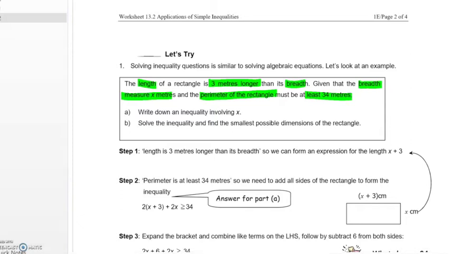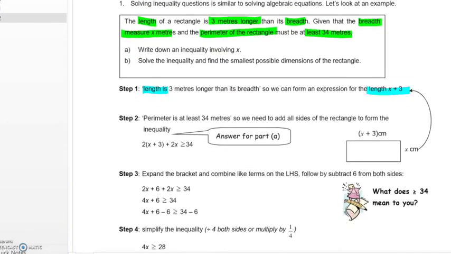Okay, so we know that x is the breadth, and that means that we can find the length, right? So length now is 3 meters more, so length has to be x + 3. Alright, this should have been done last term. And then you need to find the perimeter, and that perimeter is at least 34 meters, right? So we need to add all sides of the rectangle to form the inequality, and that's what we get when we take 2 times (x + 3) and 2 times x and add them up together. And we know that this has to be at least 34, right?